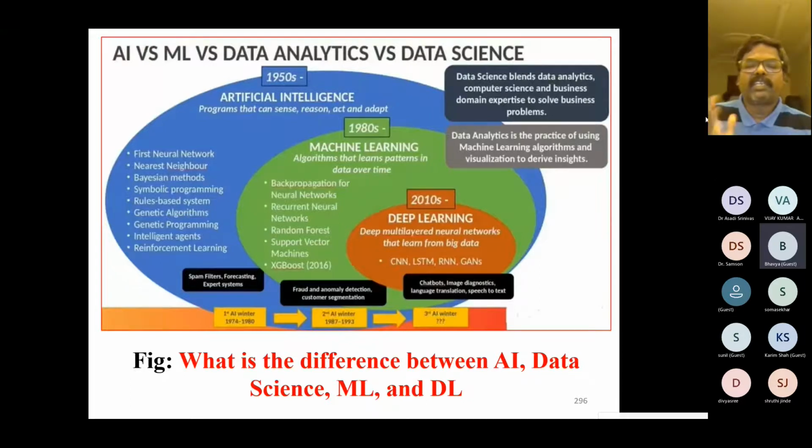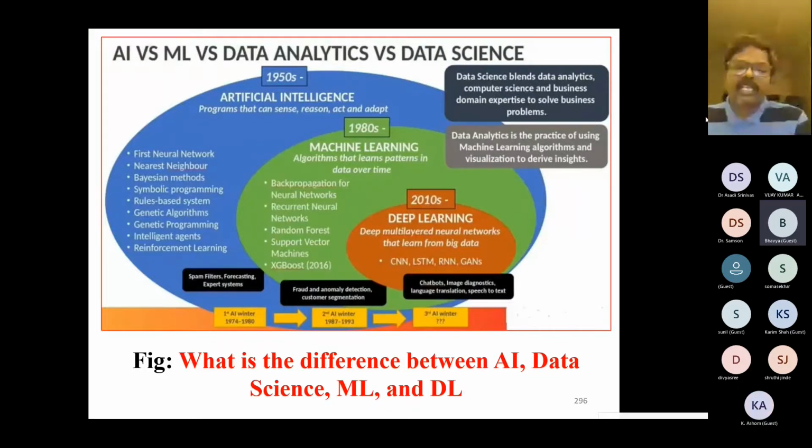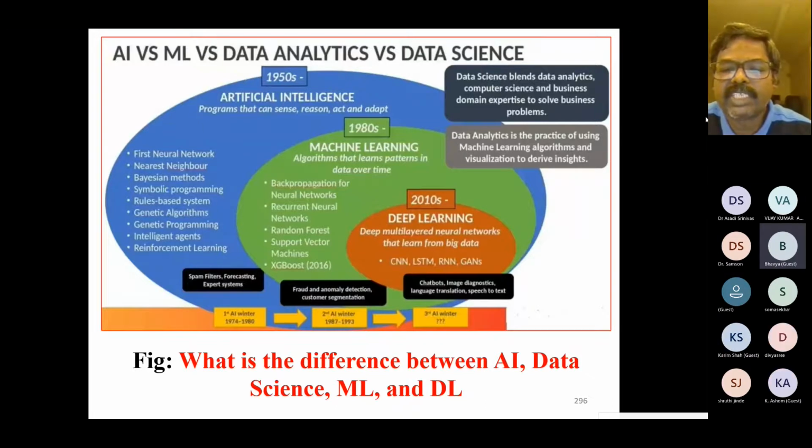From 2010 onwards, we are using deep learning techniques: deep multi-layered neural networks that learn from big data by using CNN technique, convolutional neural networks, long short-term memory, recurrent neural networks, generative adversarial networks. Especially, we are solving chatbots, image diagnosis, language translation, speech to text.